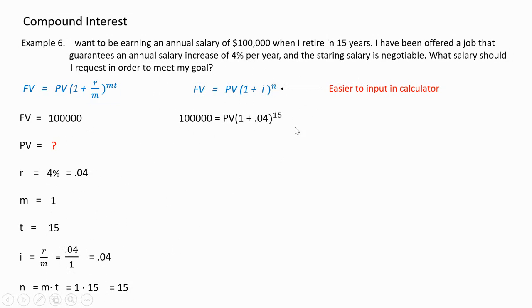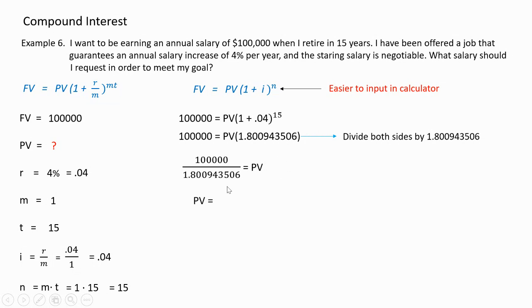So what we do is plug into the calculator. So 1 plus 0.04 to the 15th power will give you 1.800943506. Then we divide both sides by 1.800943506. And this is what we should get. It should be 55,526 and 45 cents.